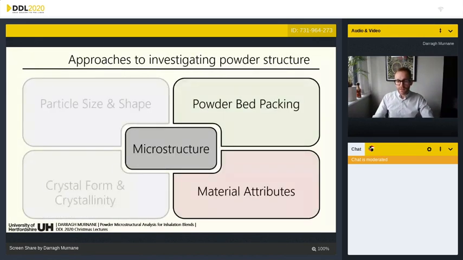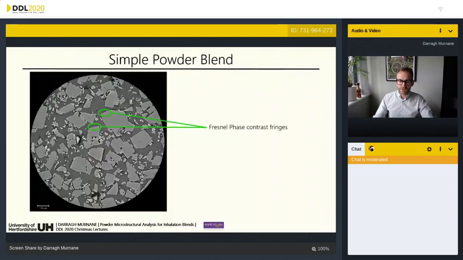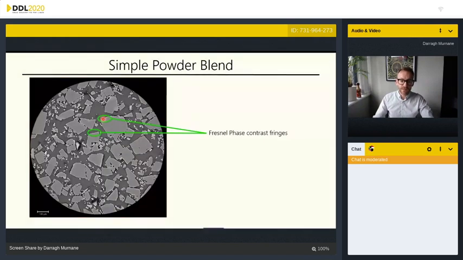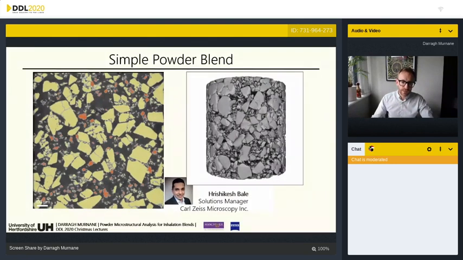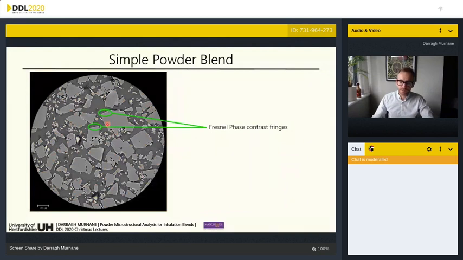So the next step is really, can we start to understand, now that we're able to map out material attributes, is it possible to identify where those materials are within the powder bed? And this is really the microstructural level that we're interested in. So here we can see two materials present. We can see the Fresnel fringes on the edges of these particles to identify those particles.